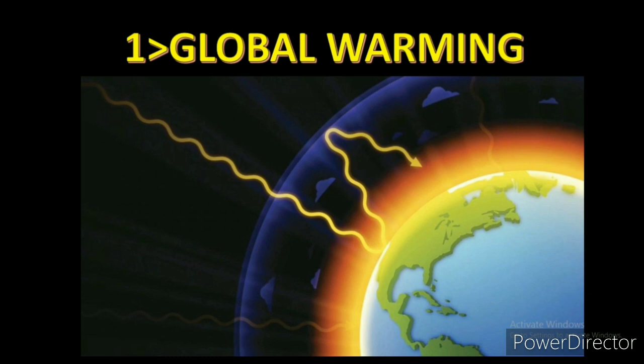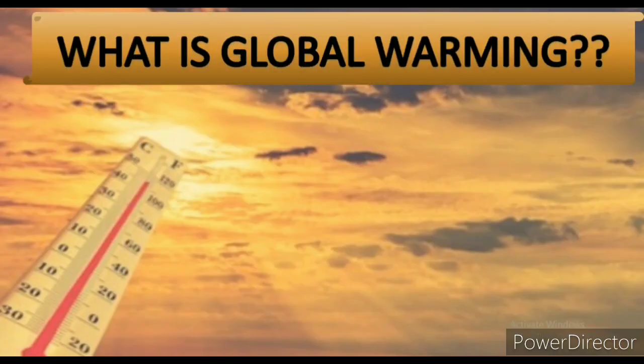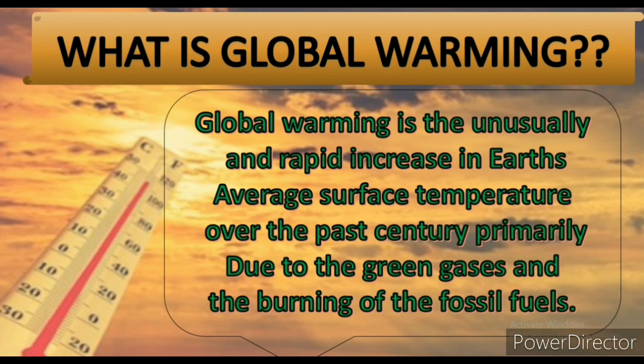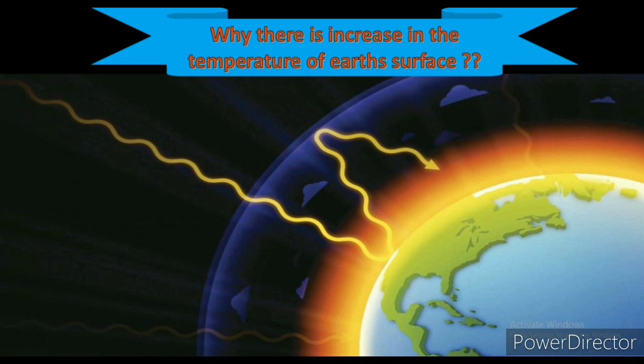So let's start with number 1, global warming. So what is global warming? Global warming is an unusual and rapid increase in the Earth's average surface temperature over the past century, from time to time, due to greenhouse gases and the burning of fossil fuels. So why is there an increase in the Earth's surface temperature?